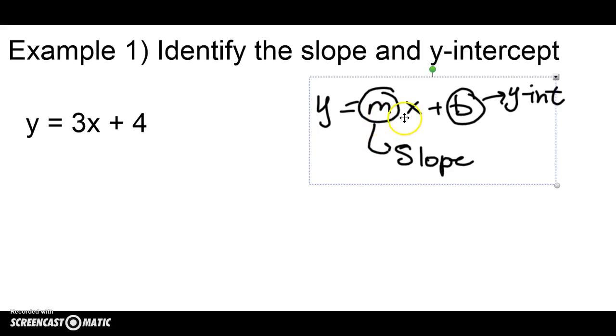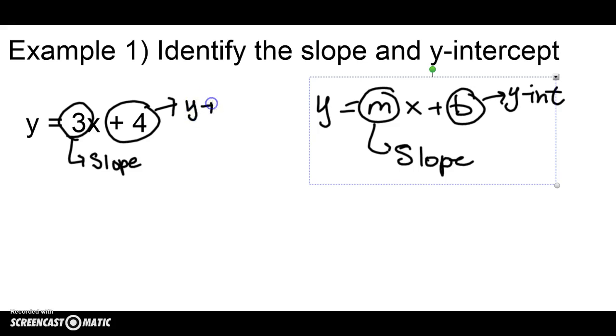Okay, so if the number being multiplied by x is my slope, if I come over here and look at this equation, my 3 is the number being multiplied by x. Therefore, my 3 is my slope, or my rate of change. The number that's being added on is a positive 4. Do we see how I circled that sign in front of the 4? That's going to be very important in other problems. So our y-intercept is going to be positive 4. Alright, let's go on to example 2.